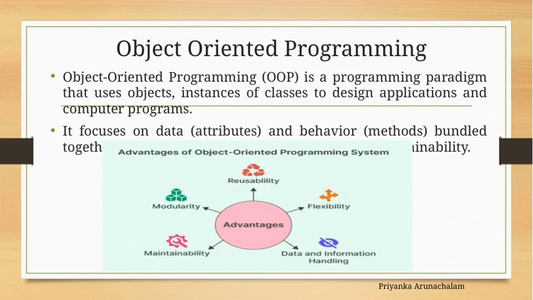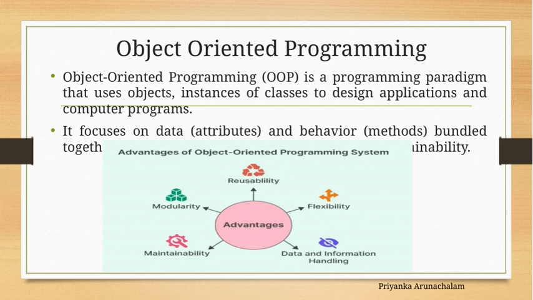Object-Oriented Programming, or OOP, is a programming paradigm that revolves around the concept of objects. These objects are essentially instances of classes, which serve as templates for creating them. When designing applications or computer programs, this approach helps organize code more intuitively. What makes OOP powerful is that it focuses on two main aspects: data, which we often call attributes, and behavior, known as methods. These are bundled together within objects, creating a neat package.